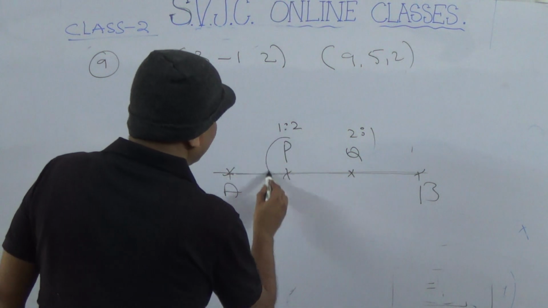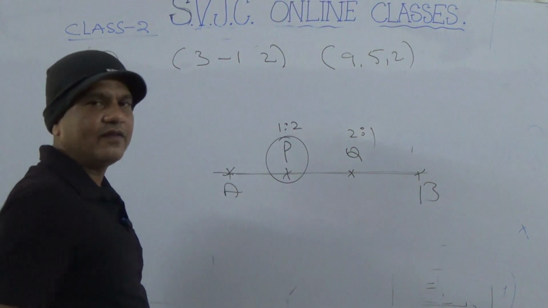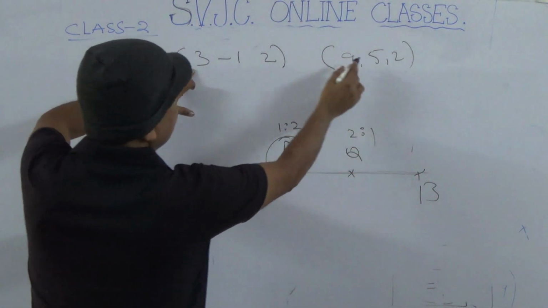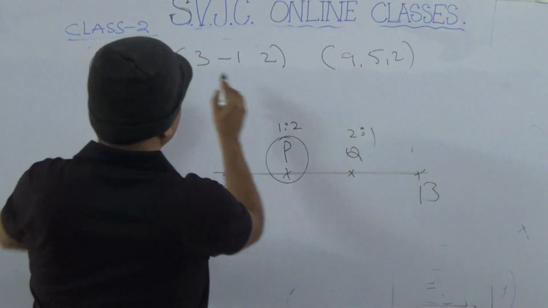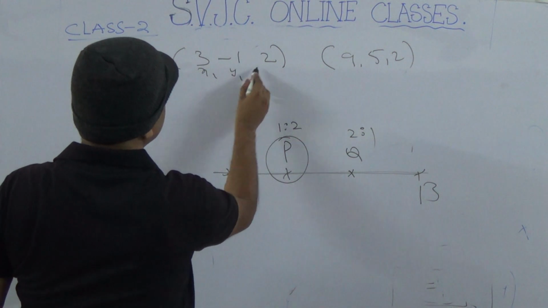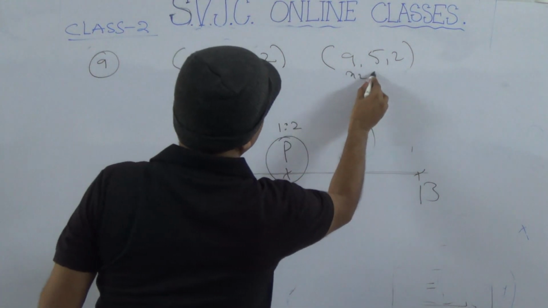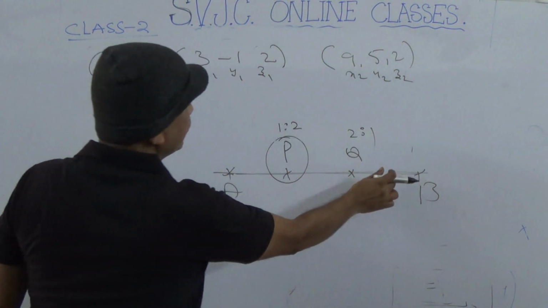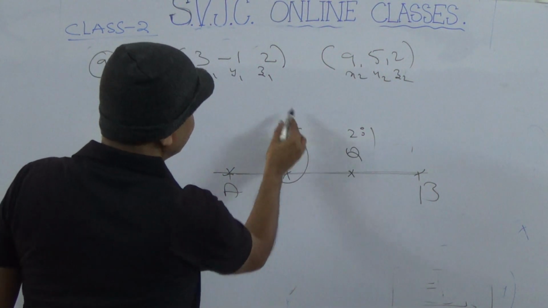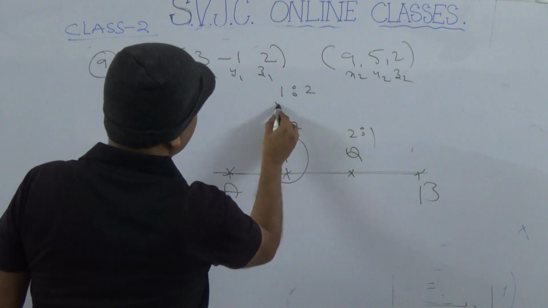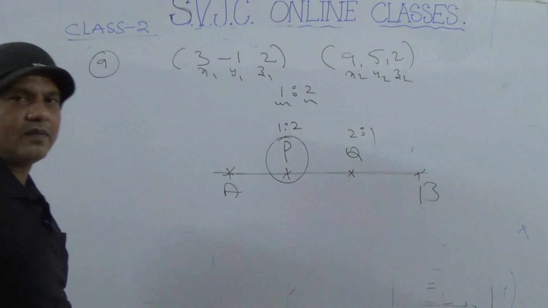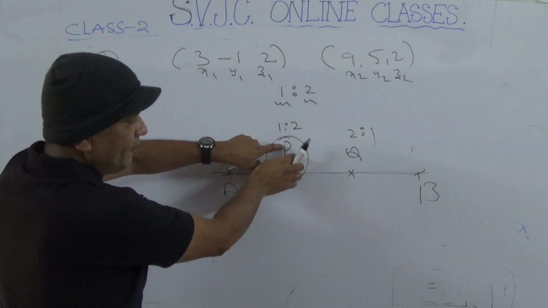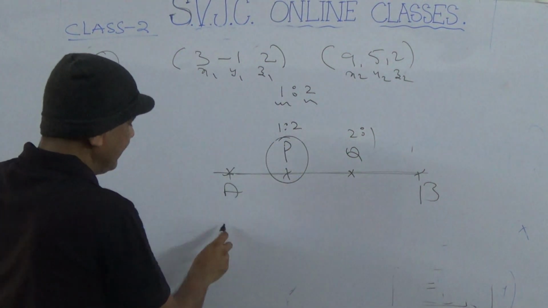Now, to find the first point of trisection, let the endpoints of the line segment be (x1, y1, z1) and (x2, y2, z2). Here, the first point of trisection divides the given line segment in what ratio? 1:2. Let this be m:n. By using the section formula, the coordinates of the first point of trisection P are as follows.